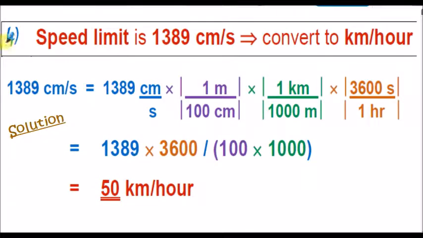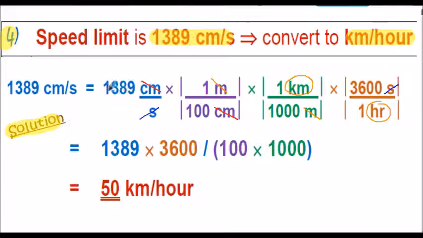Question 4 solution. Converting the speed limit of 1,389 centimetres per second into kilometres an hour. 3 unity brackets used here. First of all, converting the centimetres into metres. Using this unity bracket, 1 metre is 100 centimetres. Next, converting the metres into kilometres. You can notice the cancelling unity brackets here. And finally, converting the seconds to hours. Notice unity bracket used here, 3,600 seconds in 1 hour. That then converts the centimetres per second into kilometres per hour.